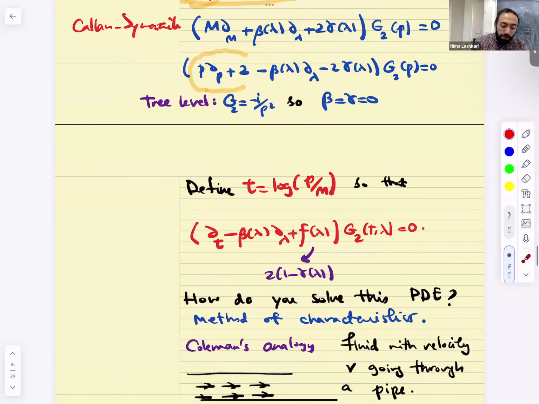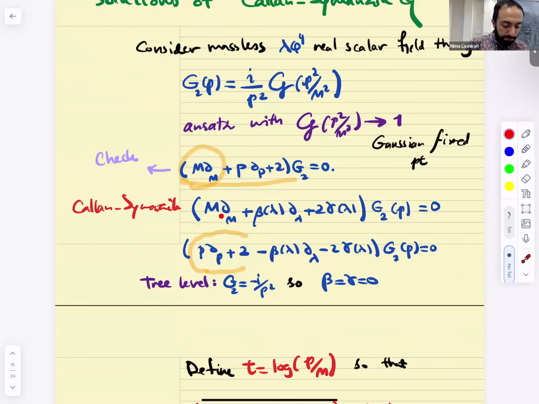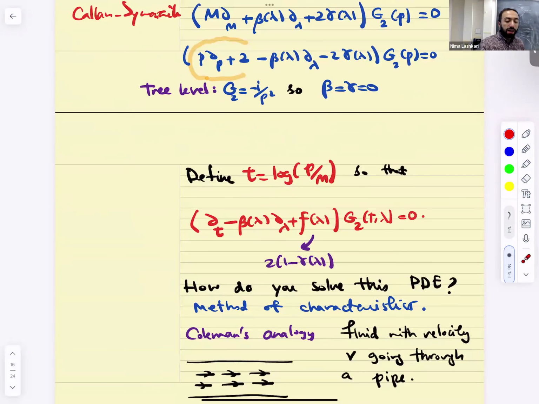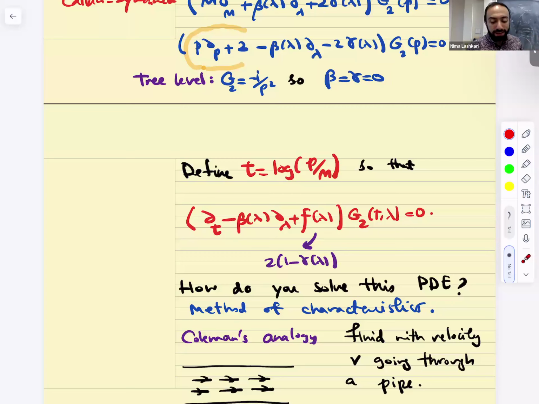All right, so we want to solve this equation. I traded m for p, or p over m. To make it even cleaner, I'm going to define a variable t, which is log p over m. This way, my G2 is a function of t and lambda. And this is a PDE that we'll have to satisfy. F lambda is just 1 minus gamma. I want to solve this PDE.